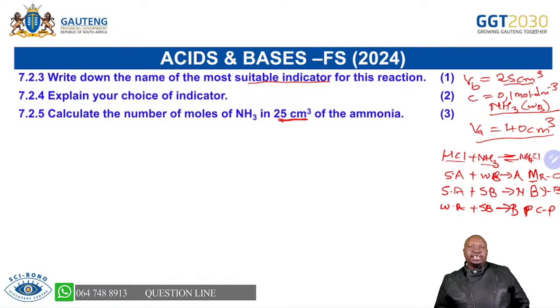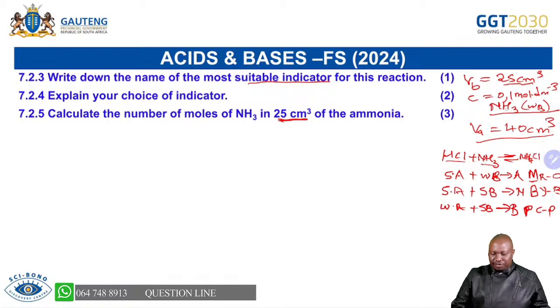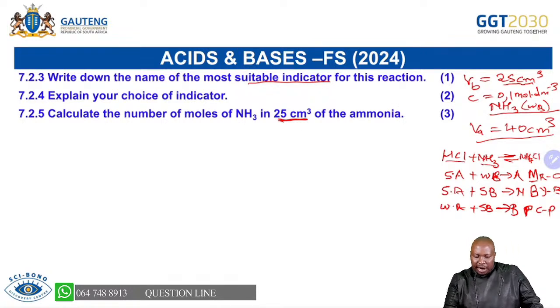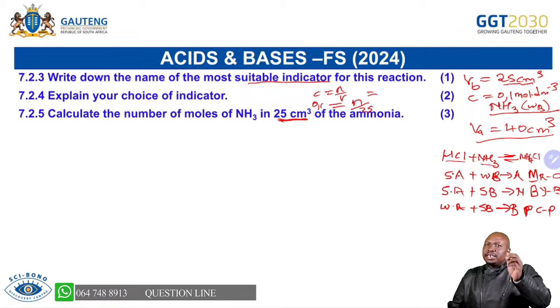I have the concentration is 0.1. At least this one they gave you. At least you can look at it and say, okay, this one I know, the formula is C equals N over V, and you know that C was given as 0.1. So you can just say 0.1 equals N, we want number of moles, V was 25. But remember, it's 25 cubic centimeter.